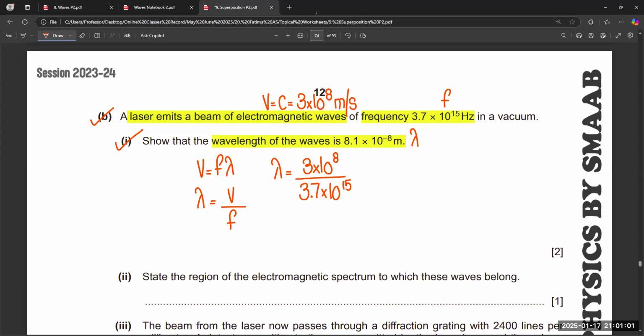So we are getting the answer equal to... basically we will get the same answer. We just need to prove it. So from the calculator you can check. You will get the same value from the calculation.